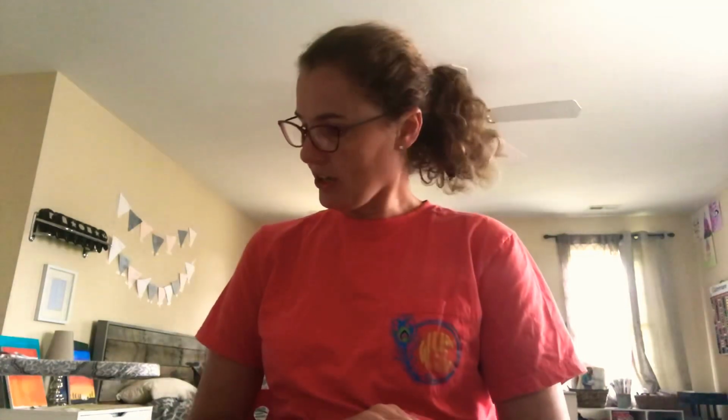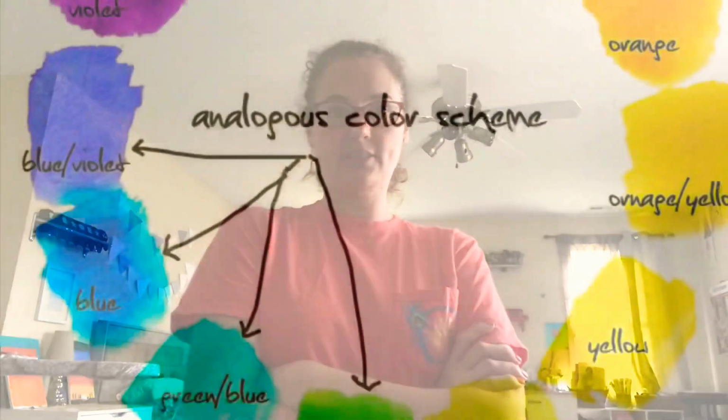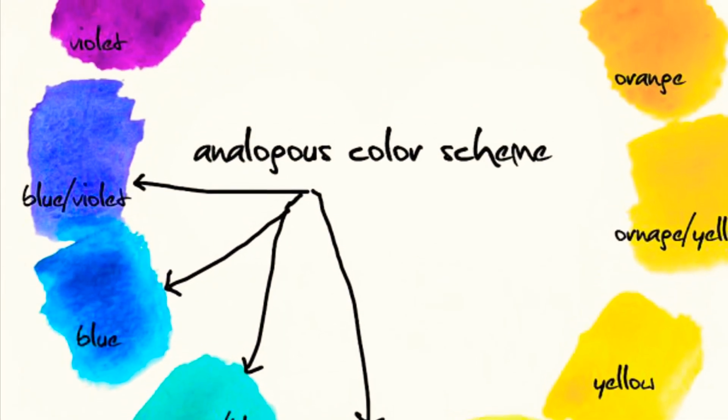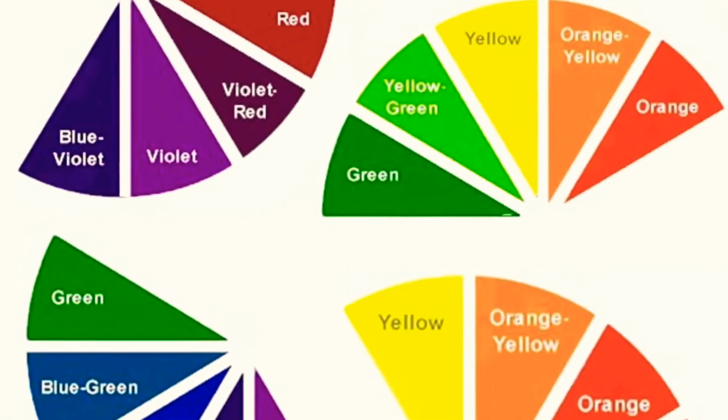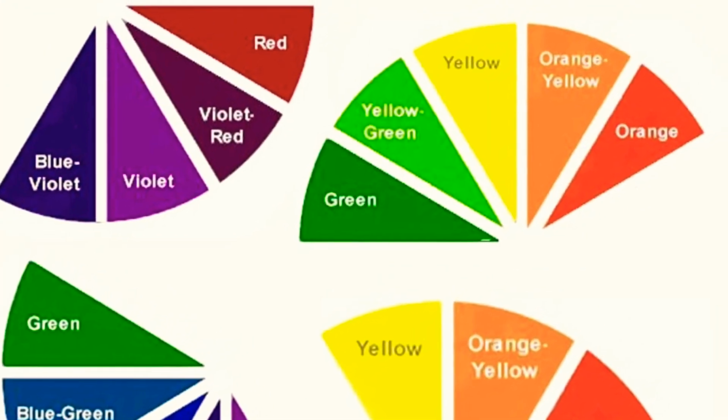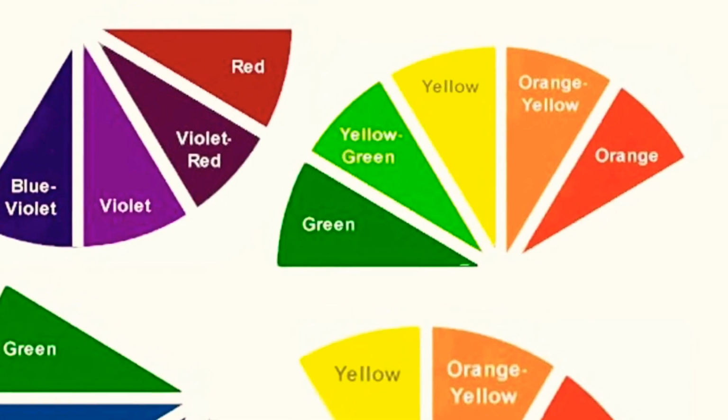Okay, some other words of color that you might not have heard are called analogous colors. The arrows point to the analogous colors that are all beside each other on the color wheel. These are analogous color pie slices off of the color wheel. Colors beside each other.